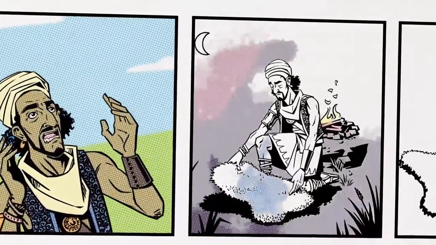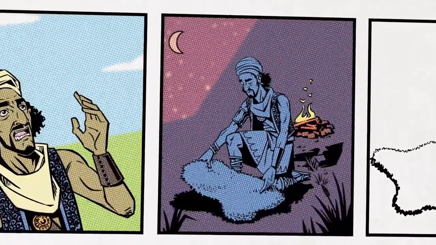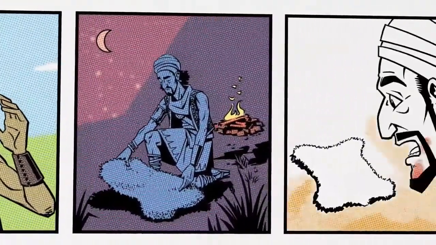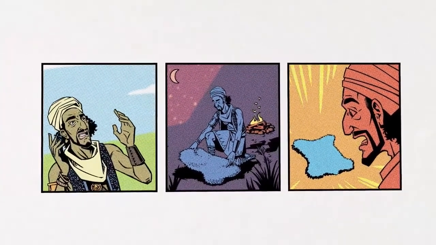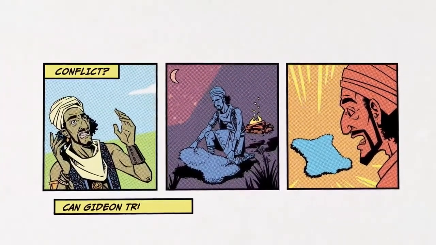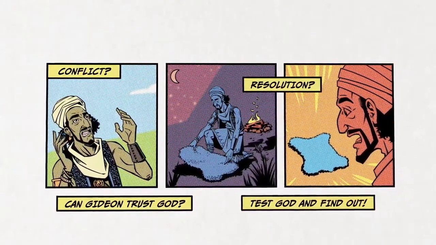Yeah, Gideon lays a wool fleece on the ground and asks that in the morning the fleece be wet with dew, but the ground totally dry, and God does it. Now, if you look at this scene just by itself, what is the conflict? How can Gideon know if he'll succeed? And the resolution? Test God, ask for a sign, and find out.